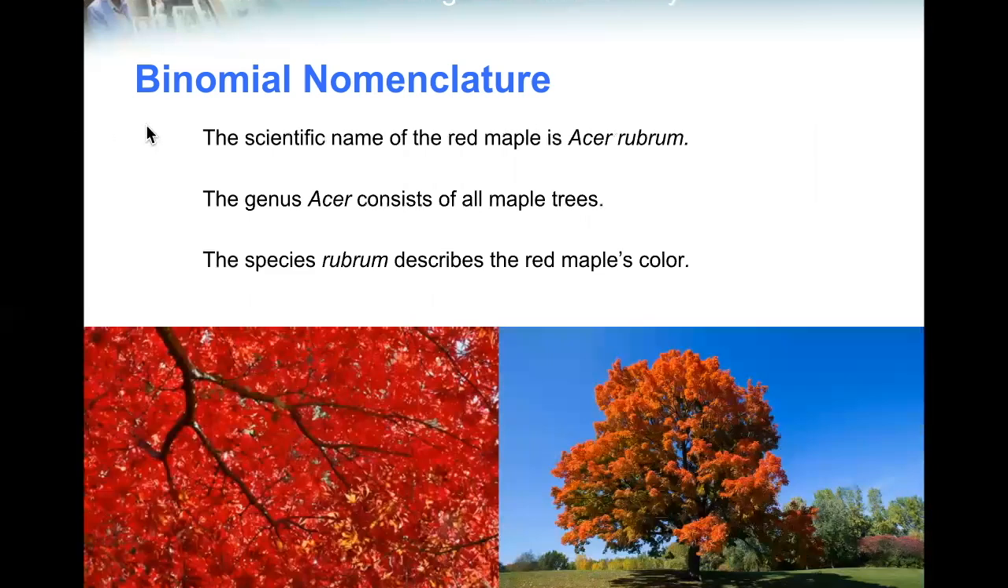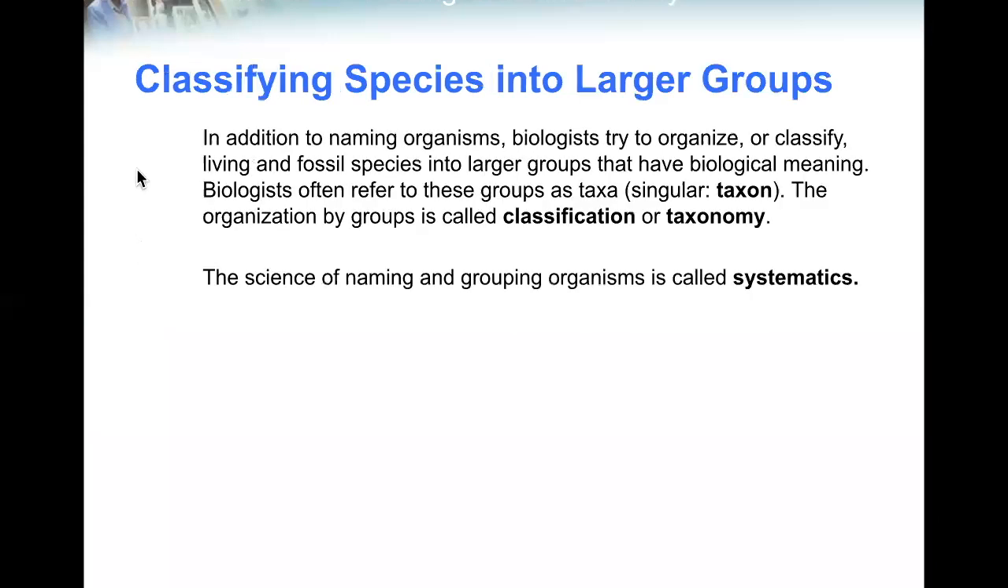The scientific name for the red maple is Acer rubrum. The genus Acer consists of all maple trees. The species rubrum describes the red maple's color. In addition to naming organisms, biologists try to organize or classify living and fossil species into larger groups that have biological meaning. Biologists often refer to these groups as taxa, singular, taxon. The organization by group is called classification or taxonomy. The science of naming and grouping organisms is called systematics.